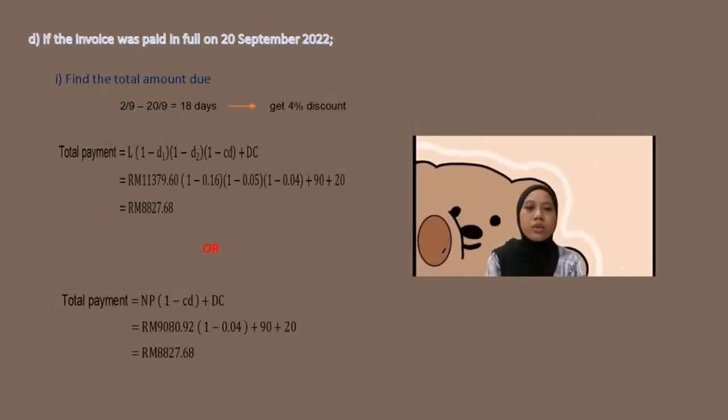Question number 2D. If the invoice was paid in full on 20 September 2022. Number 1. Find the total amount due.